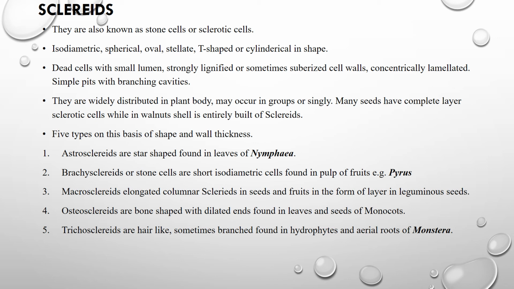Number 3, macrosclerids are elongated columnar sclerids in seeds and fruits in the form of a layer in leguminous seeds. And number 4, osteosclerids are bone shaped with dilated ends found in the leaves and seeds of some monocots. And number 5, trichosclerids are hair like cells, sometimes branched, found in the hydrophytes and aerial roots of Monstera.